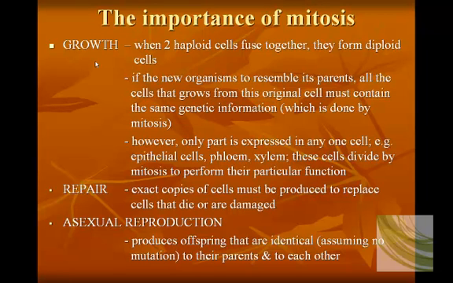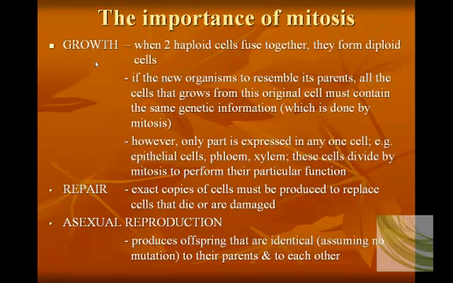But for your information, in mitosis, only certain parts are expressed in any one cell. For example, epithelial cells, phloem, and xylem have to divide by mitosis to perform their particular function. This part of the lesson shows that the mitosis process will only express a general cell replica of the parent cell. But for the particular function of each cell, the cells have to go through further mitosis.